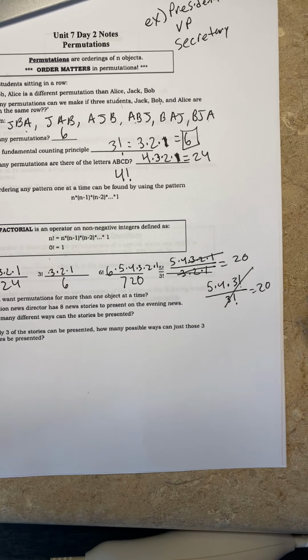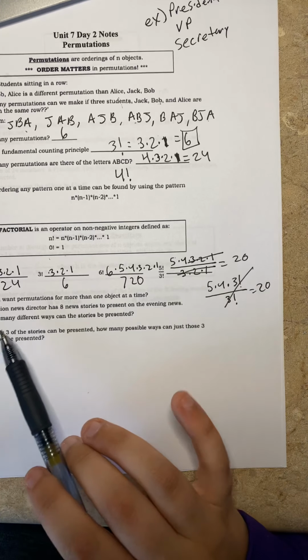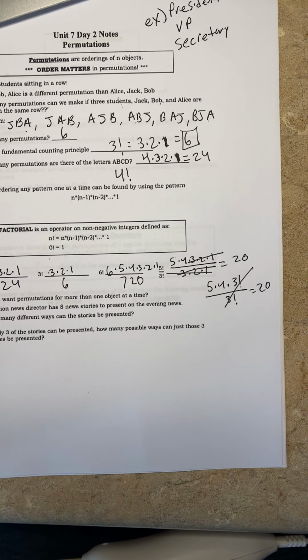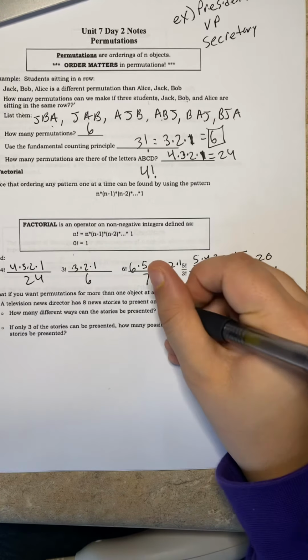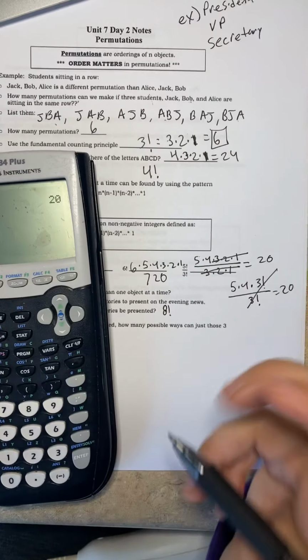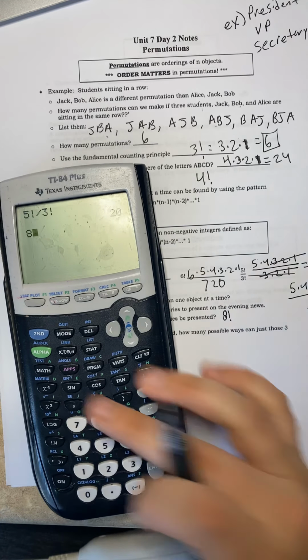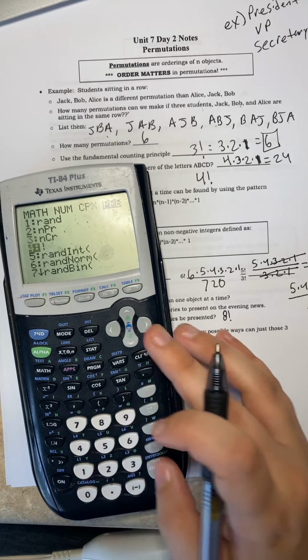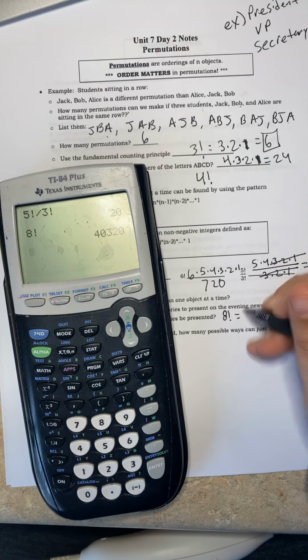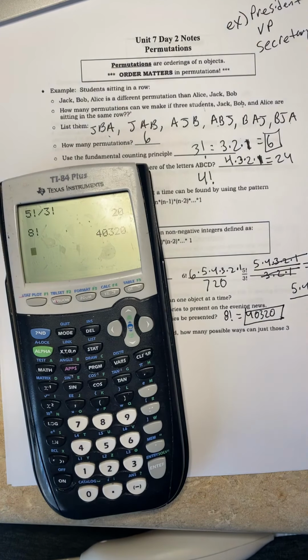Okay, so say, for example, what if you have permutations with more than one object at a time? Like, for example, a television news director has 8 different stories to present on the evening news. How many different ways can he present those stories? Well, that would be 8 factorial, right? So let's put that in our calculator. 8 times 7 times 6 times 5 times 4 times 3 times 2 times 1. We go math, go over to our probability, which gives me 40,320. So that's 40,320 ways he can do his evening news story. He can pick and choose which one.